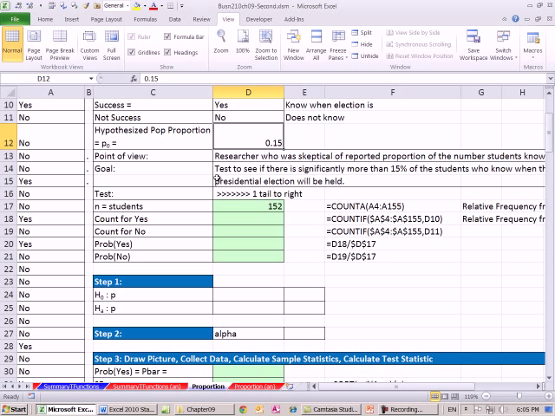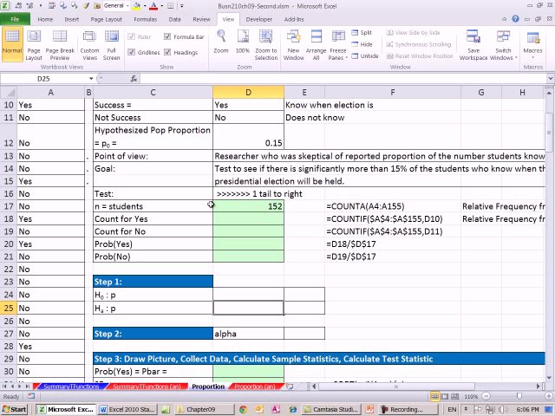Our goal: test to see if there's significantly more than 15% of the students who knew when the presidential election would be held. So we're looking for significance, which means we have to pass that hurdle before we reject the null and accept the alternative. The phrasing of more than 15%, that thinking of what we're doing here, helps us set up the null and alternative hypothesis. So I'm going to come right down to the alternative, because this is more.